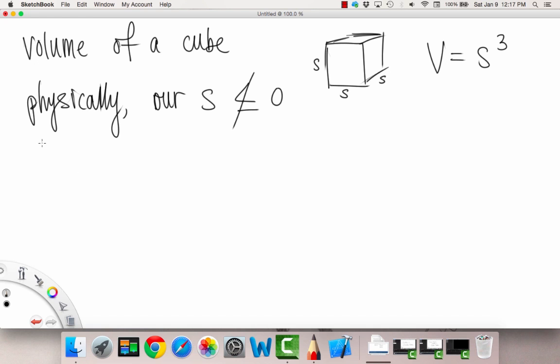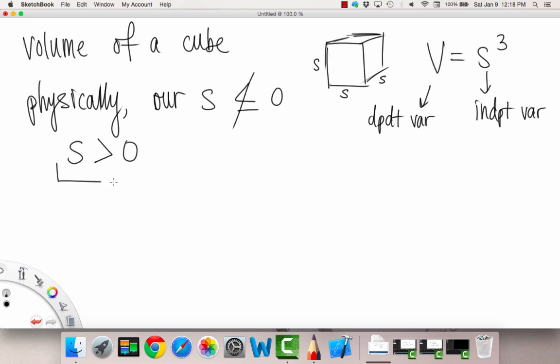So a reasonable restriction that we could have on our side length is that s is greater than zero. That doesn't mean it has to be an integer like one. It could be like 0.5, of whatever units we're going to use. It just has to be greater than zero. V is our output, our dependent variable, whereas s is our input, our independent variable. So this restriction, s being greater than zero, is one we've set based on what s means in a physical sense.